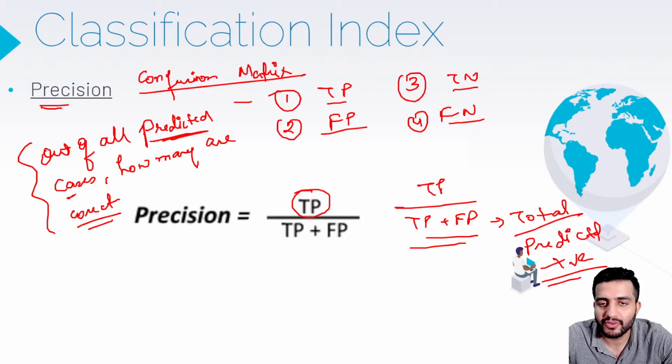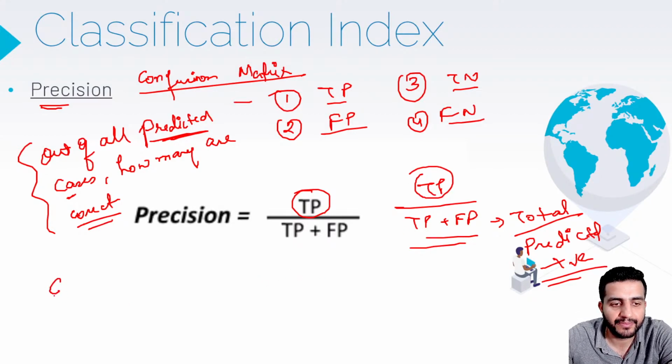You're getting it? So precision is pretty simple, where we say that out of all the predicted cases, which is nothing but TP plus FP, which is nothing but the sum of all the predicted cases, whether positive or negative. Out of them, I'm trying to find the ratio of true positives on top of that.